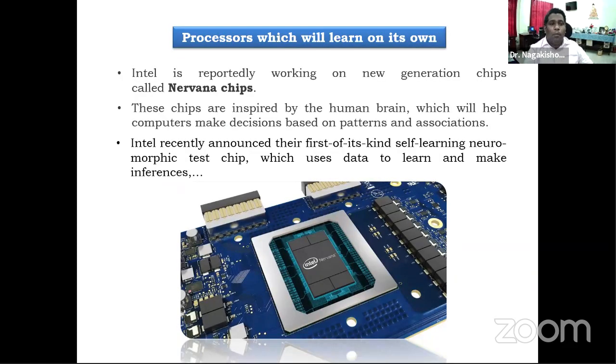And coming to processors which will learn on their own. Okay, so the processors will take decisions on their own. In Bangalore, I think there is a poultry farm. So automatically, if a person is there, they may pour water to the chickens.